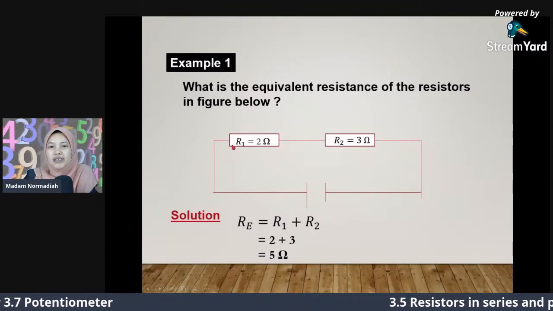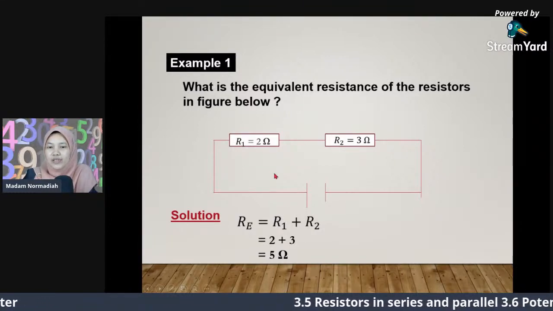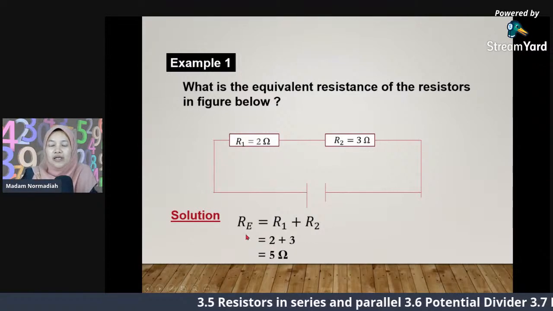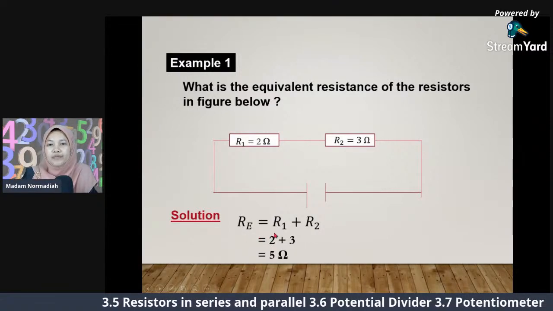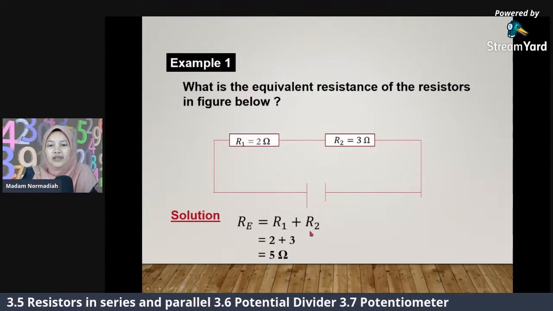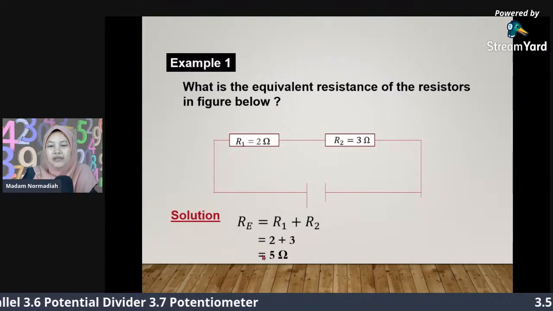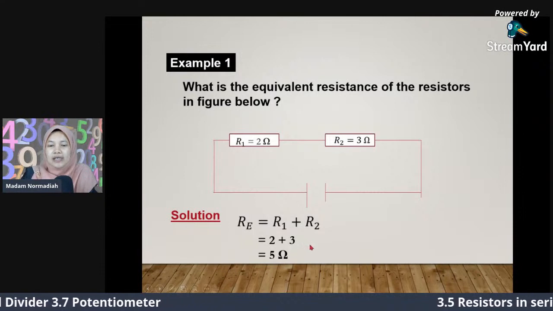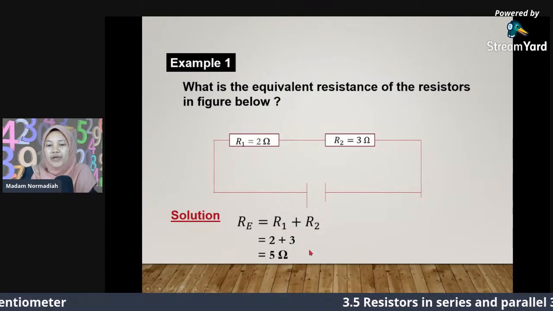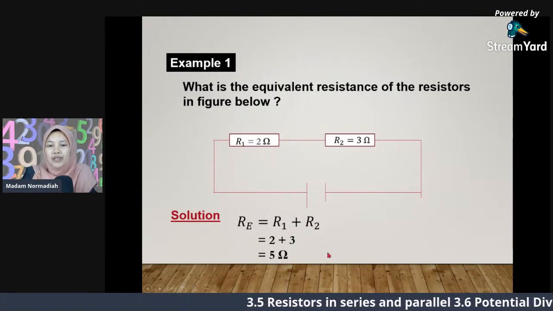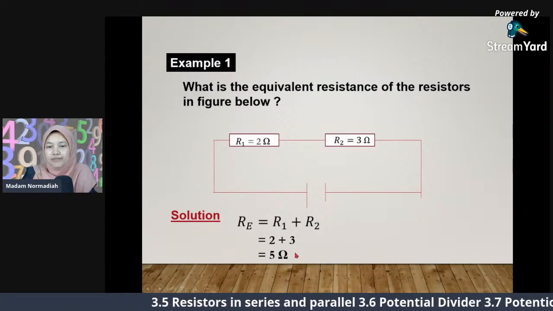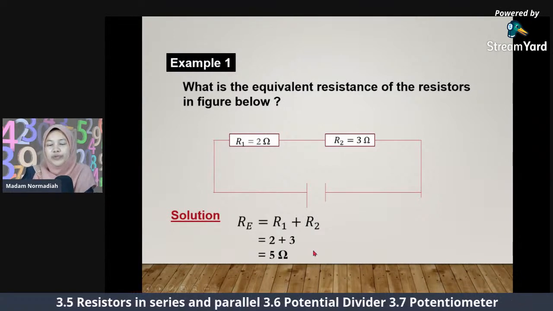Since this circuit is in series arrangement, we just use the formula R effective equals R1 plus R2, and then you substitute the values of R1 and R2 into the equation. And finally, we will get the final answer with the unit, which is 5 ohm. Don't forget to put the unit.